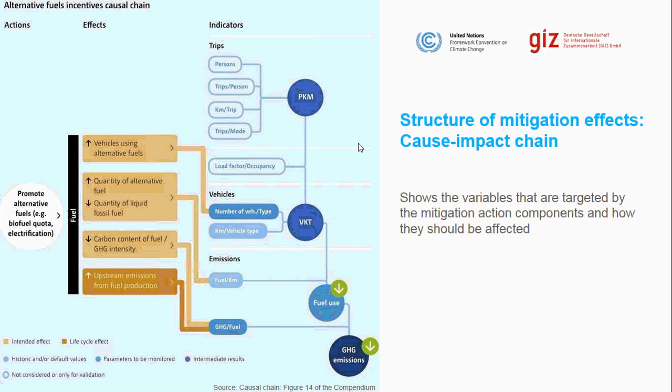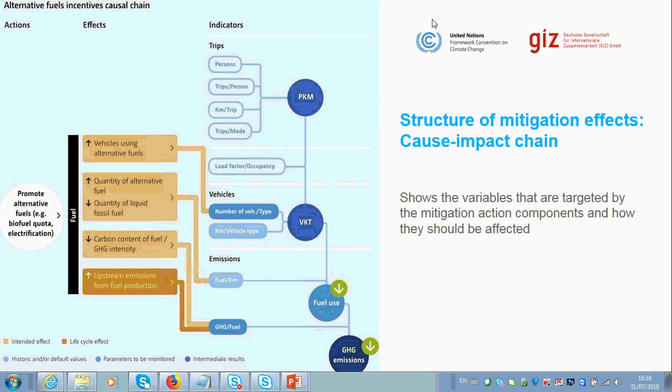In the first column on the action, you see here to promote alternative fuels. For example, it could be a biofuel quota, like applied in quite a number of countries to mix biofuels into the regular fossil fuels sold at filling stations. That means that the number of vehicles using alternative fuels is increasing, and hence the quantity of alternative fuel use is increased a lot. At the same time, that decreases the quantity of fossil fuels. In the end, the carbon content of fuel and GHG intensity is lower, so we will have less carbon emissions.